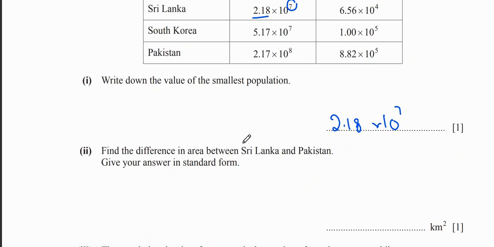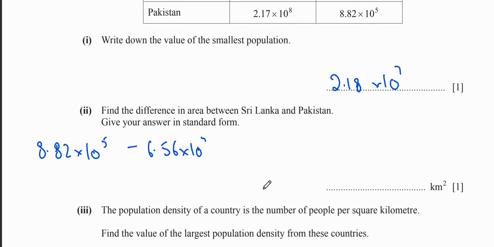Next question is, find the difference in area between Sri Lanka and Pakistan. So basically the question is saying between Sri Lanka and Pakistan. So the population of Pakistan is, is it population or area? It's area. 8.82 multiplied by 10 raised to power 5 subtracted from 6.56 multiplied by 10 raised to power 4. Alright, now make these the same. If you want to make the powers the same, if you want to add 1 to the power here, you have to go one space back.